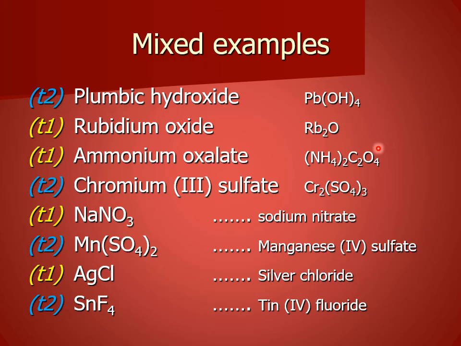Oxalate is a 2 negative. They didn't cancel, so I crisscrossed. That's where that 2 came from. With chromium 3 sulfate, this would have been a 3 positive charge. That would have been a 2 negative charge. They didn't cancel, so I crisscrossed. That's where the 2 comes from here.